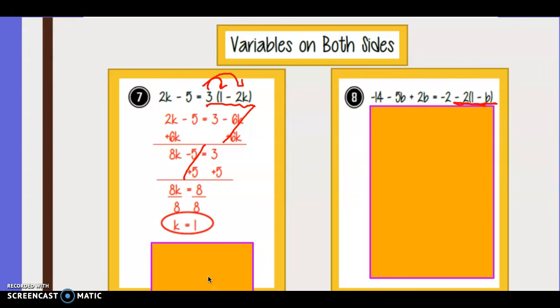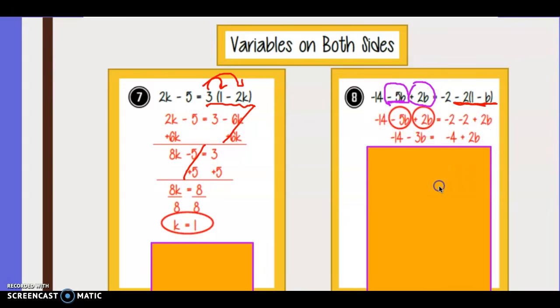The next problem was definitely the most complicated one we've had yet. Not only do you have parentheses that you're going to have to distribute, but that left side of the equation has some like terms that you could have combined. There's a negative 5b and a positive 2b that you could combine. So if you combine them, you'd have a negative 14 minus 3b.